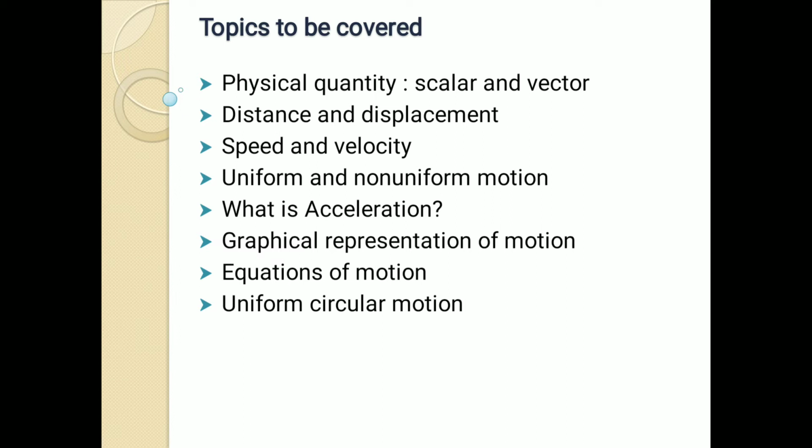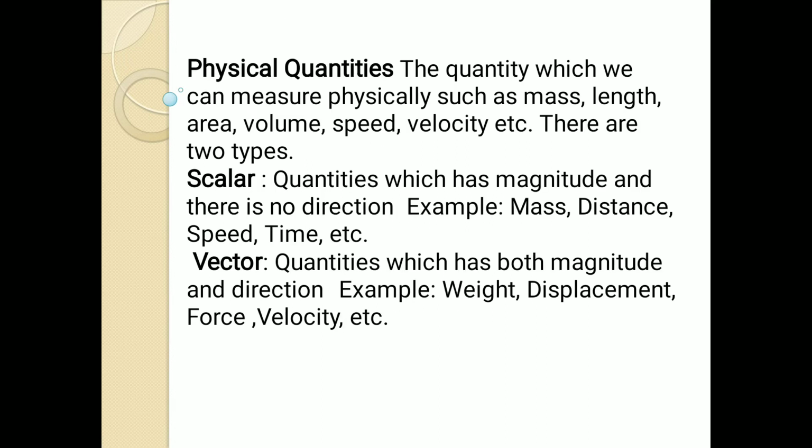First is physical quantity. What is a physical quantity, and what are scalar and vector? Next is the difference between distance and displacement, speed and velocity, and uniform and non-uniform motion. After that, we need to discuss acceleration and types of acceleration, like positive acceleration, negative acceleration, and zero acceleration, graphical representation of motion, equations of motion, and uniform circular motion. So the first topic is physical quantity.